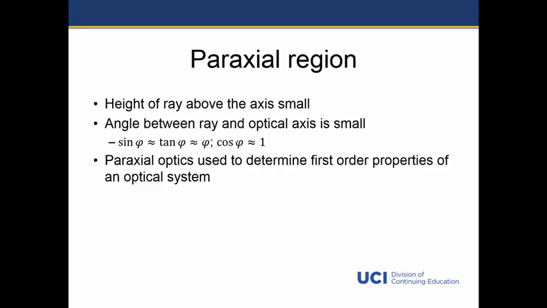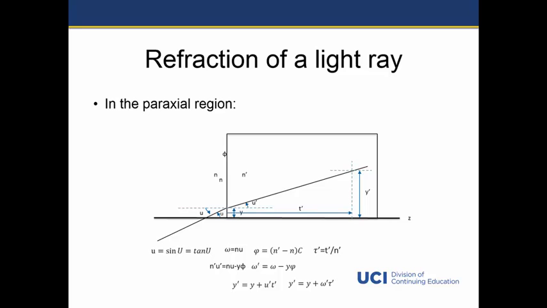And again, we use this paraxial region to determine the first-order properties of an optical system, because this allows us to ignore the effects of aberration. If there are aberrations, it's hard to define exactly where the light comes to focus. But if we can ignore those effects, then we can define these first-order properties. So let's look graphically a little bit at what we mean by the paraxial refraction and paraxial region, and look at light propagation.